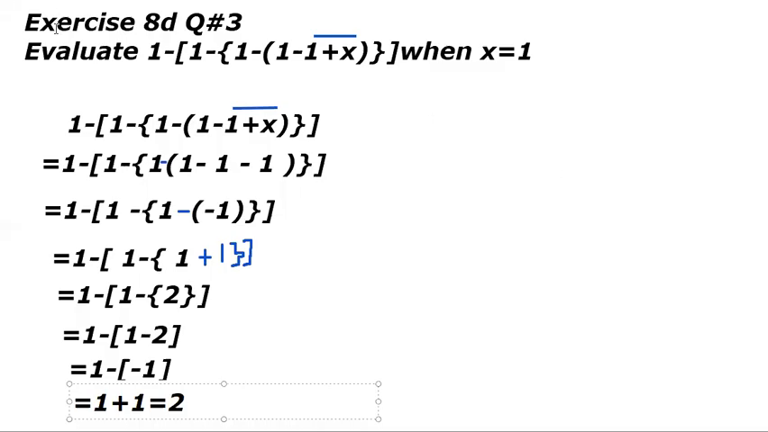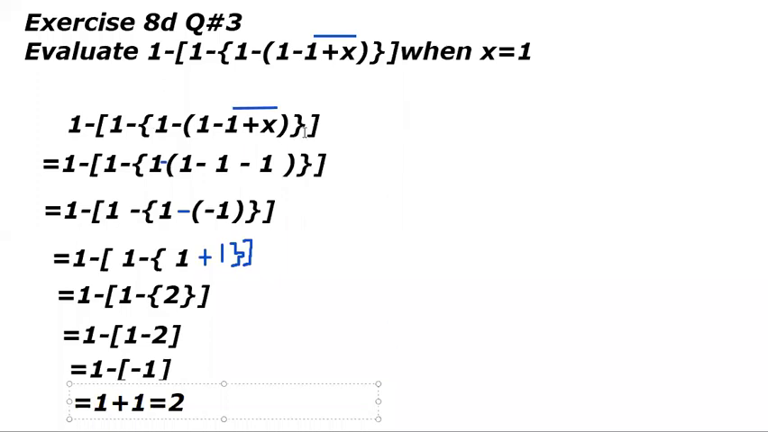Dear students, now we will do exercise 8D, question number 3. Evaluate 1 minus square bracket 1 minus braces 1 minus parenthesis 1 minus vinculum 1 plus x parenthesis braces and square bracket close, when x is equal to 1.